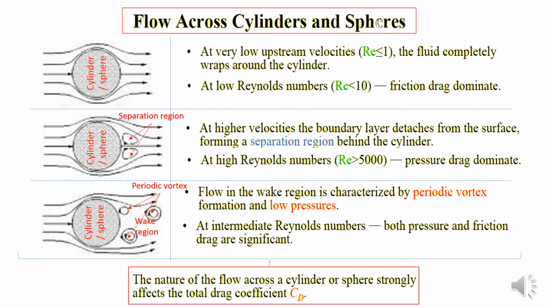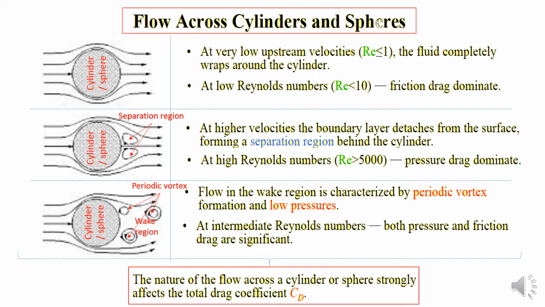friction coefficient. And then for the second figure, there is a separation region at higher velocity. The boundary layer detaches from the surface, forming a separation region behind the cylinder, as shown in the middle figure. At high Reynolds number larger than 5000, pressure drag dominates the drag coefficient for this case of flow.